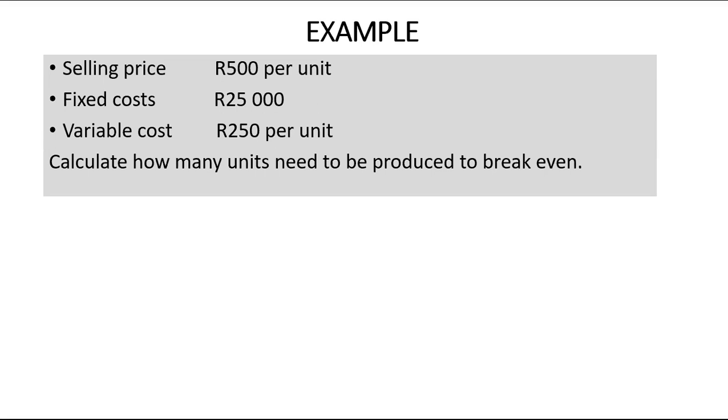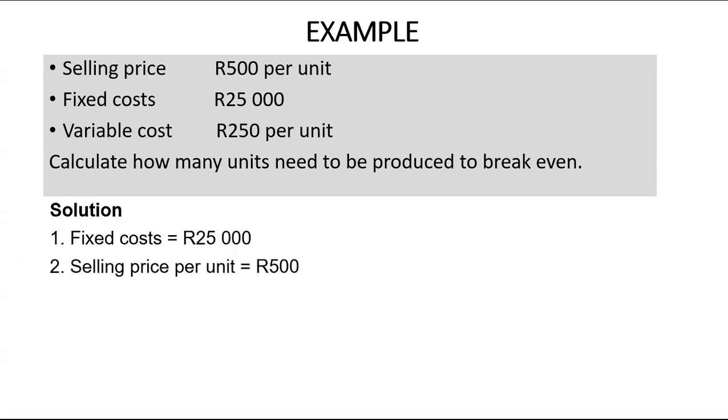Here we've got selling price per unit, which is 500. Fixed cost amount to 25,000. Variable cost will be 250 per unit. We need to calculate how many units need to be produced to break even. That's why you're going to follow those steps that I gave you. The first thing that you need is your fixed cost, which is 25,000 rand. And then you calculate your selling price per unit, which is given to you here.